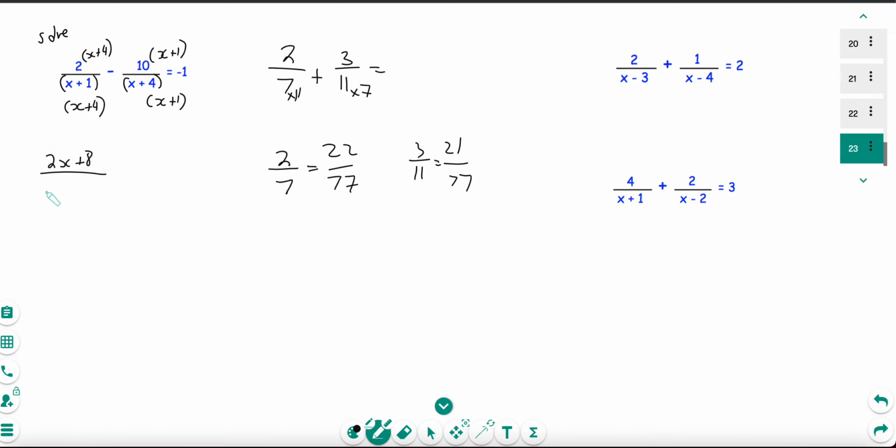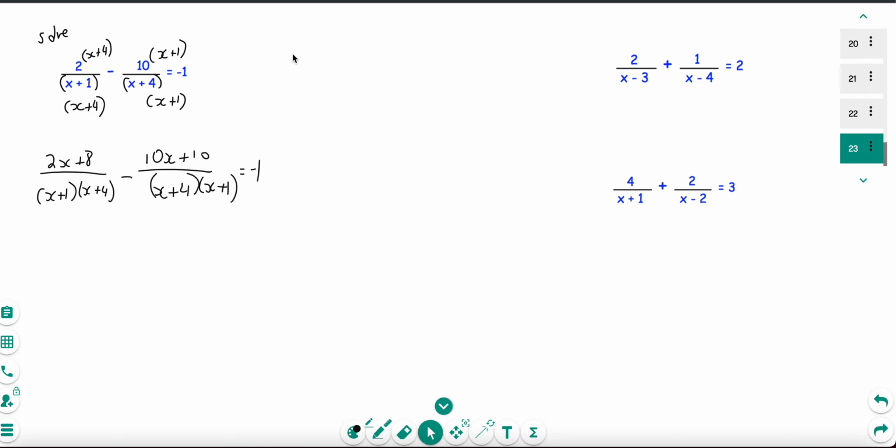I'll leave this as it is, x plus 1, x plus 4. Minus 10x plus 10, so I expanded the brackets. X plus 4, x plus 1, doesn't really matter what order, equals negative 1.